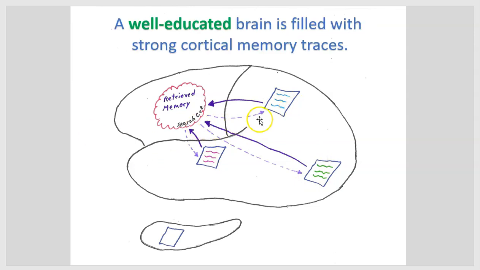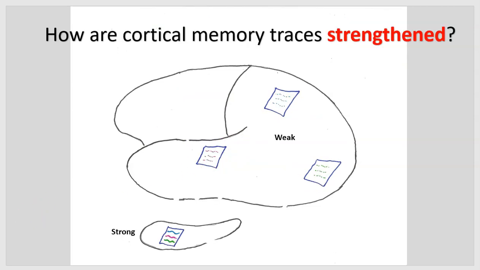And in a school context, then, a well-educated brain is one that is filled with very strong cortical memory traces for all the information that we've been studying. In the next lesson, then, we'll see how the brain manages to strengthen these cortical memory traces.